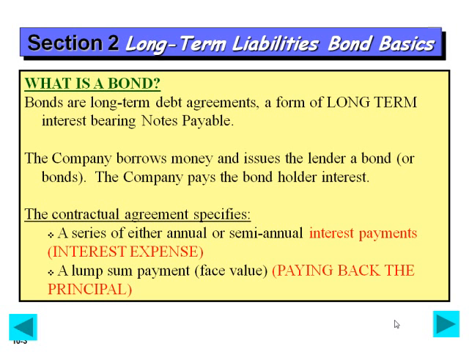Bonds are loans that companies get. They are long-term debt. They're loans, and they're a specific type of loan. The company borrows money. They issue the lender a bond, a piece of paper called a bond. The lender is called a bondholder, and the company pays the bondholder interest.